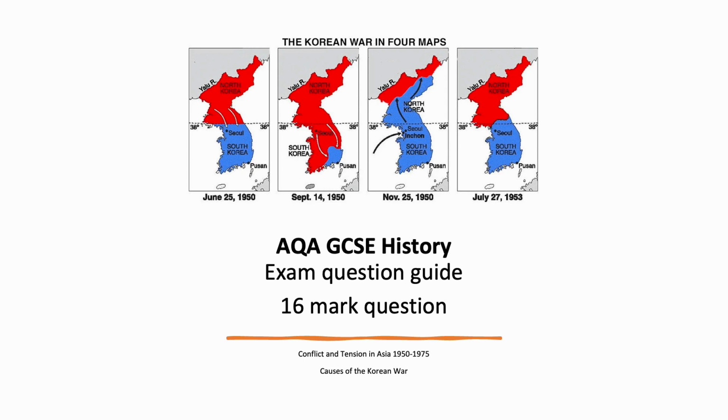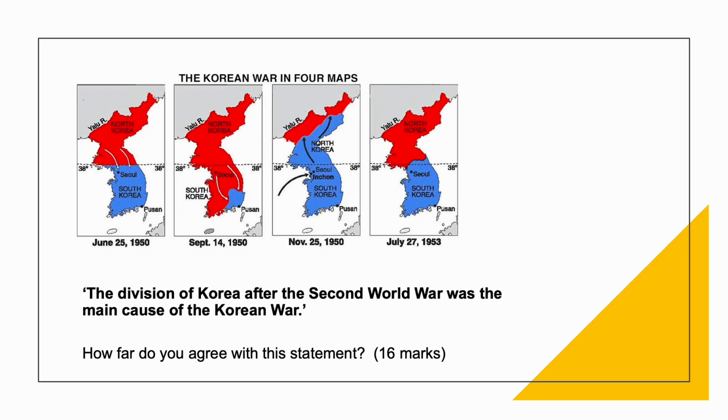So for this video, we're going to focus specifically on the conflict and tension in Asia question, and we're actually going to look at a question about Korea, and the question we're going to focus on is the causes of the Korean War. The question we'll look at today then is: the division of Korea after the Second World War was the main cause of the Korean War. How far do you agree with this statement?